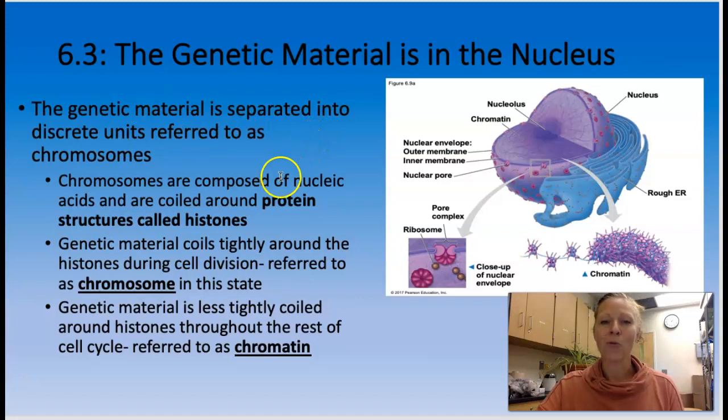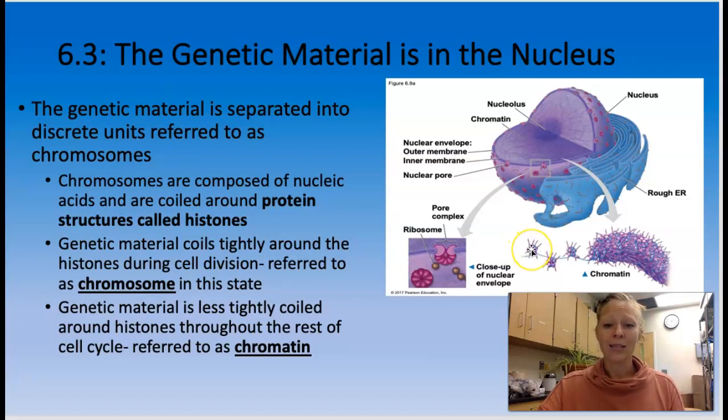So we humans have 46 chromosomes, 23 from mom and 23 from dad. And they are wrapped around these little structures here that we call histones. And so the more tightly that the DNA is wrapped around the histones is going to limit the amount of expression that can happen, or the ability for proteins to read the DNA.